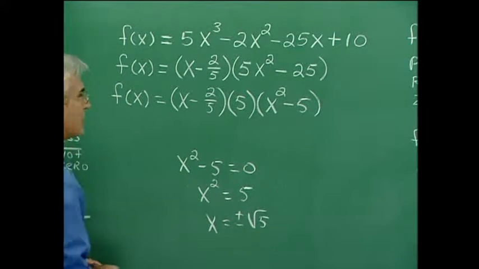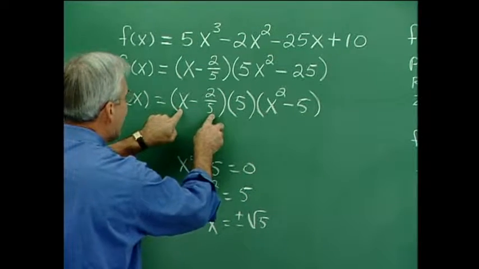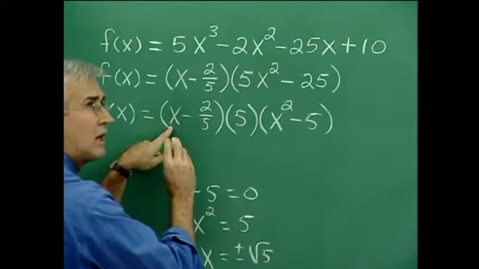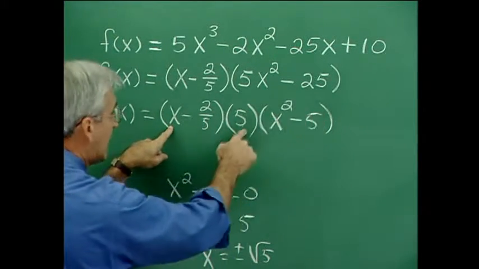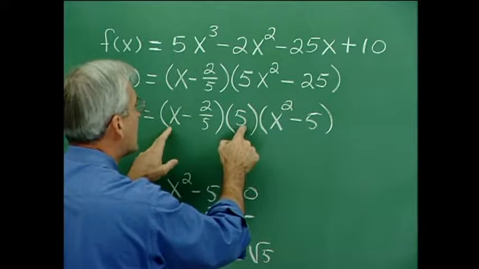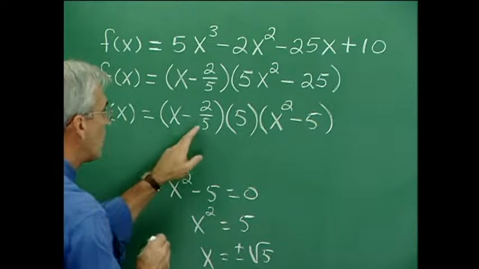On the way, though, I'd like to show you this: a lot of times when a linear factor contains a fraction like this, you'll get a common factor in other parts of the function, like here. And it'll turn out a lot of times that that common factor can be multiplied through this binomial factor in order to clear the fraction.